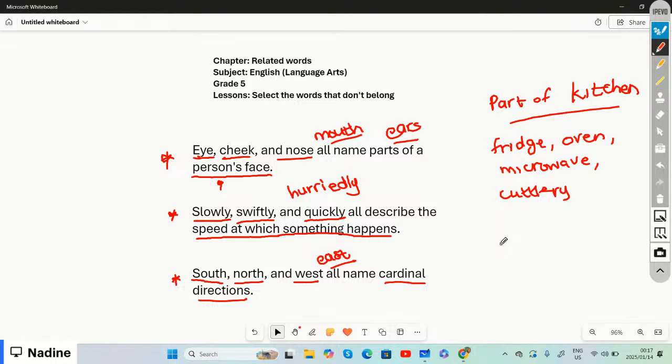If we were to look at things that are part of a bedroom, things that you'll find in a bedroom that are related to one another would be your bed, maybe your desk, I'm not sure, your wardrobe, depending. Maybe even your clothes. These are things that are related to one another, and we call that related words.